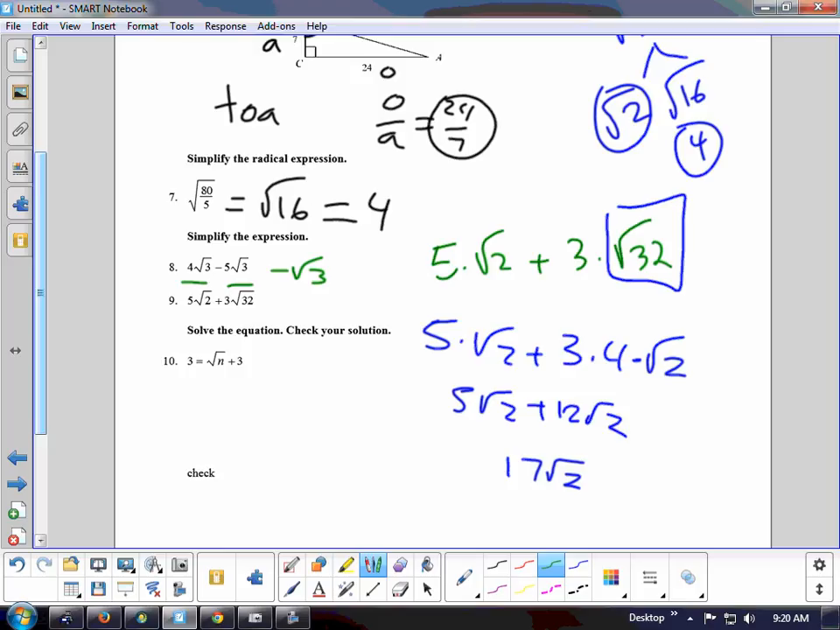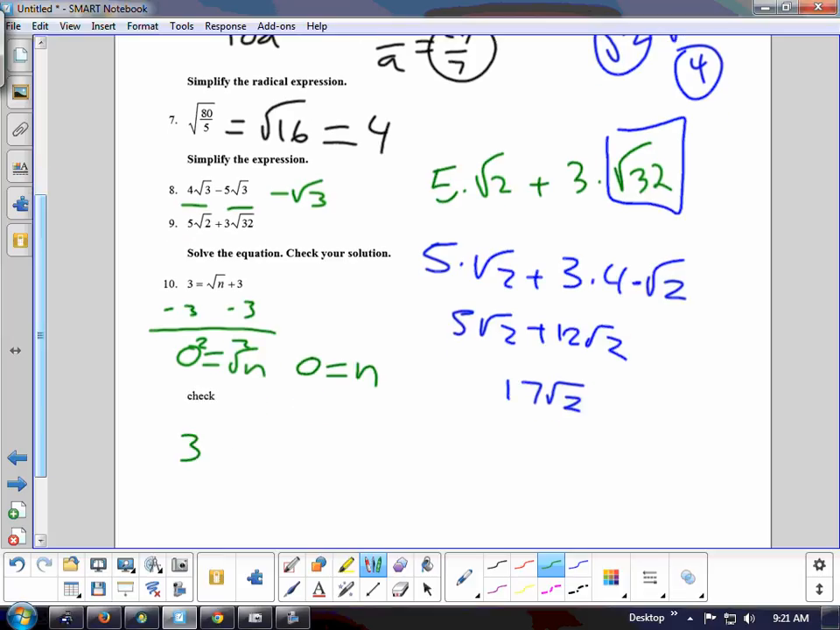Anybody else get an answer? What'd you get, Mario? No solution or zero. It's got to be one or the other. If we subtract 3 from both sides, you get 0 equals radical N. What do we do at this point? Square it. If we square both sides, you get 0 equals N. So now we're going to check it. Is 3 equal to radical 0 plus 3? Radical 0 is 0. 3 equals 3. It checks. So N is 0. Okay, 0.